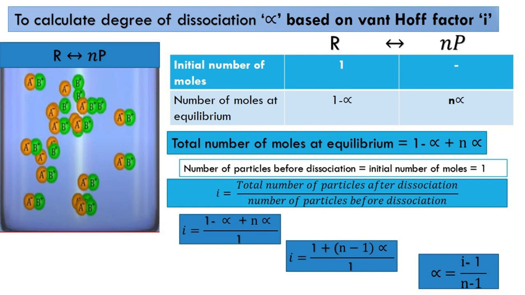Thus, by using the formula of Van 't Hoff factor, the degree of dissociation alpha can be calculated, and thus alpha will be equal to (i minus 1) by (n minus 1), where i is the Van 't Hoff factor, and n is the number of particles dissociated. This formula is very important from an examination point of view.